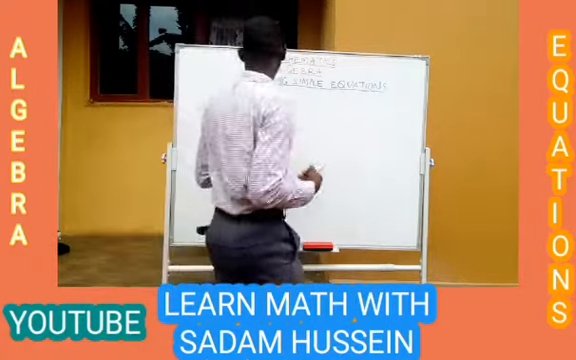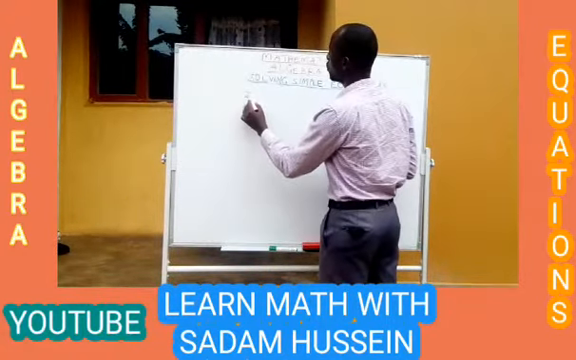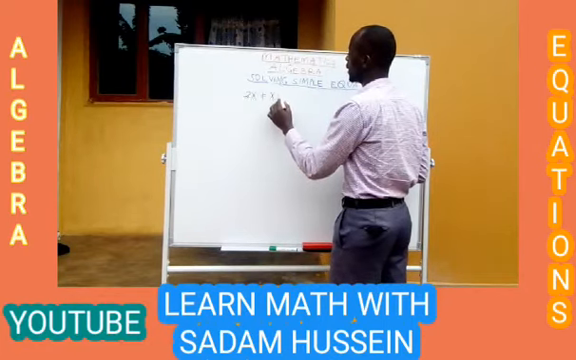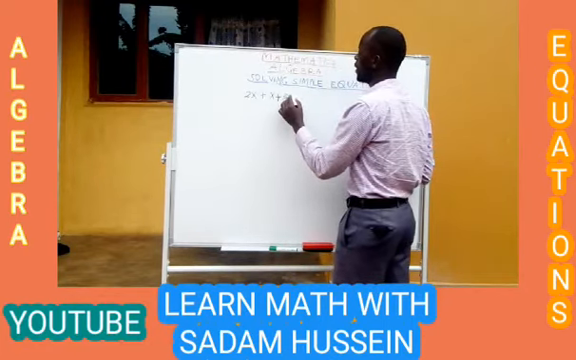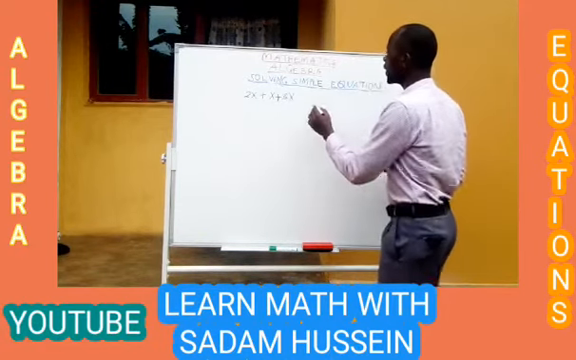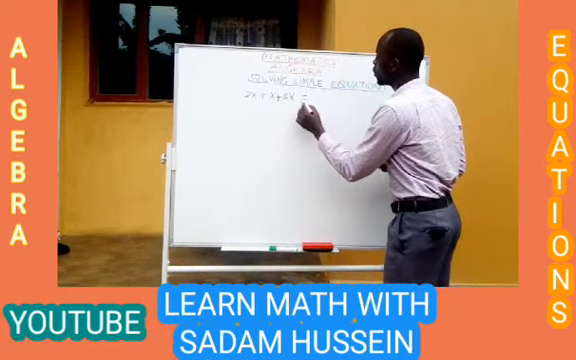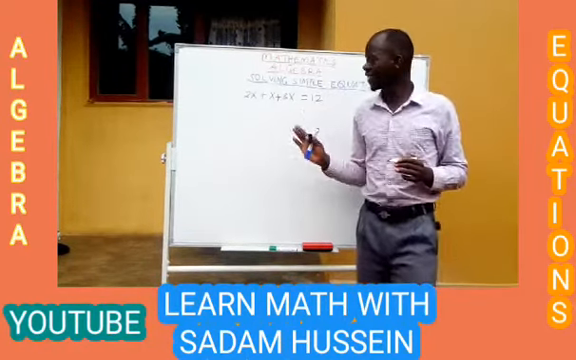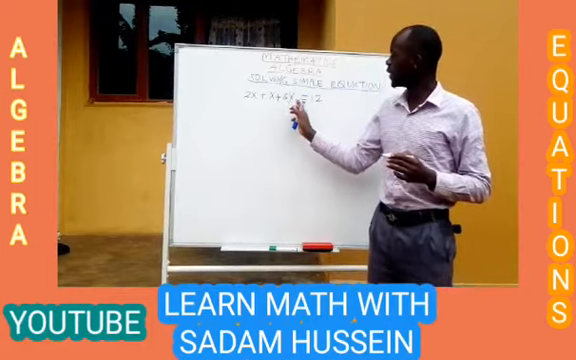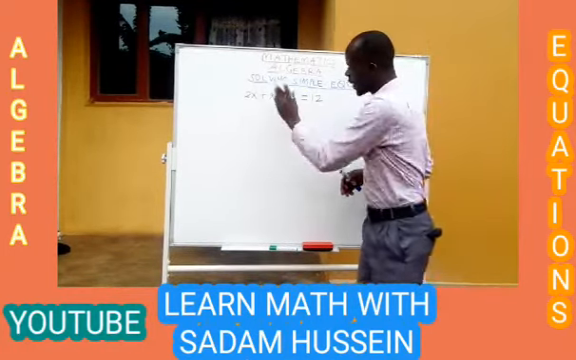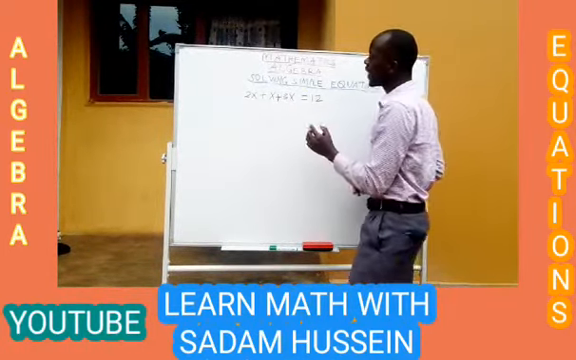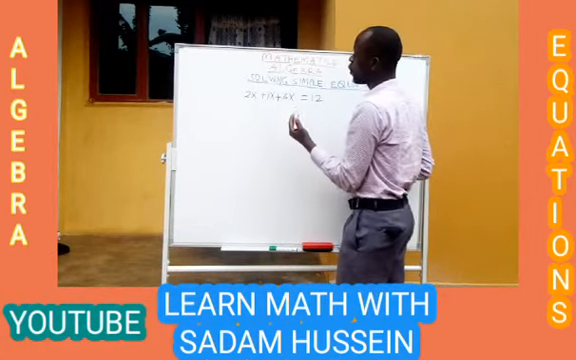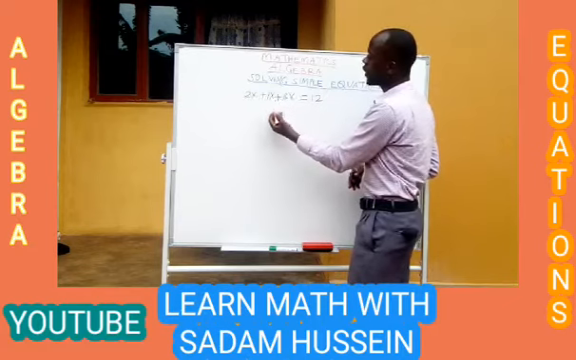Take, for example, if we are given 2x plus x plus 3x equals to 12, and they want the value of x. This is a simple equation. But if you look at this part, the left hand side part, you will realize that this x has a coefficient of 2, this one has a coefficient of 1, this one has a coefficient of 3. So you add the coefficients.